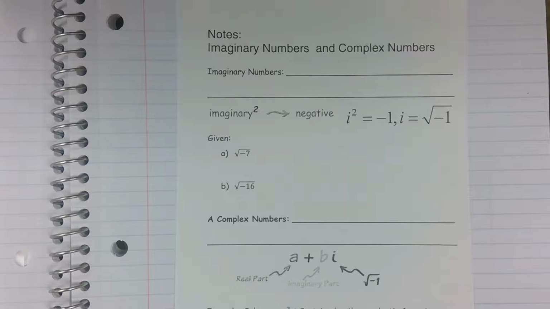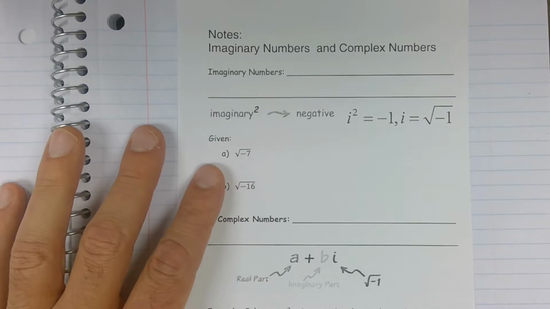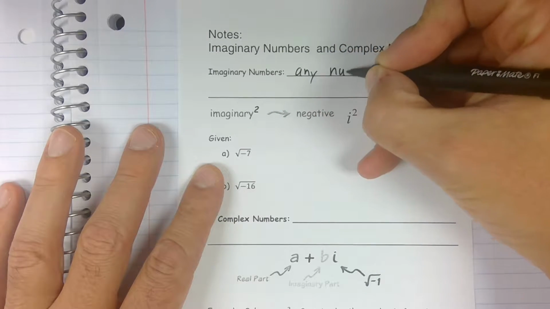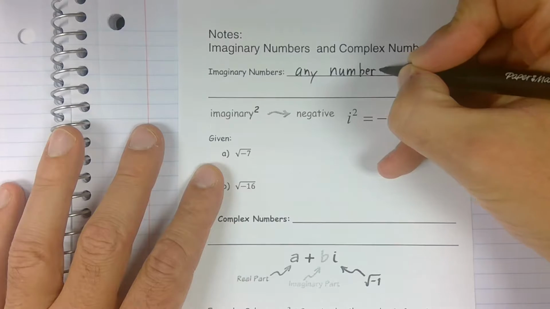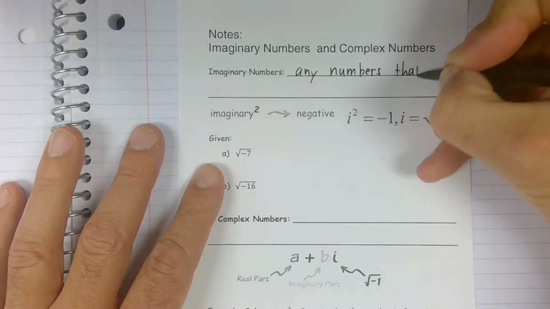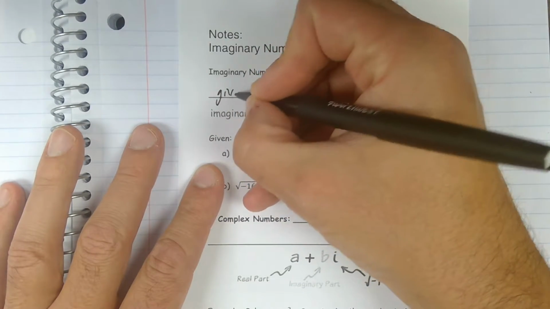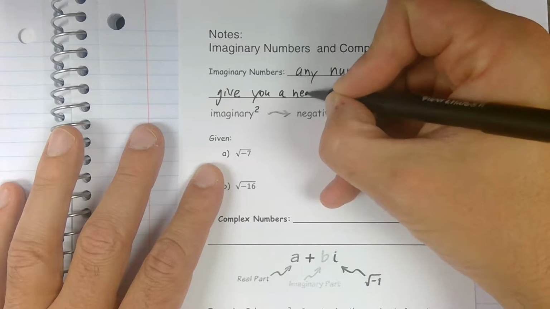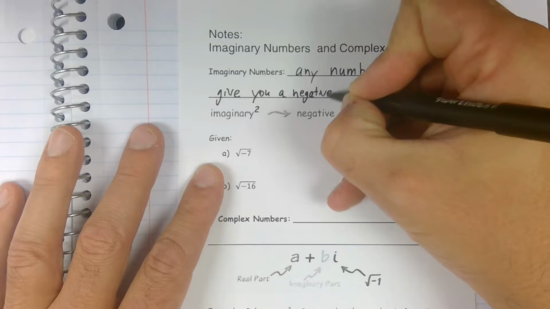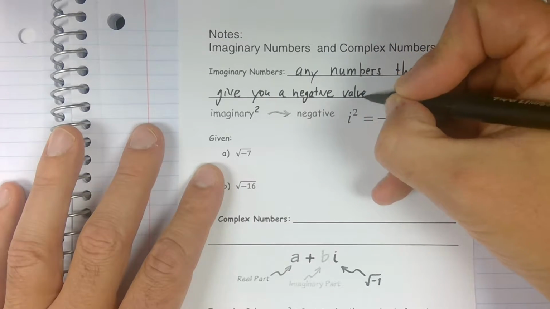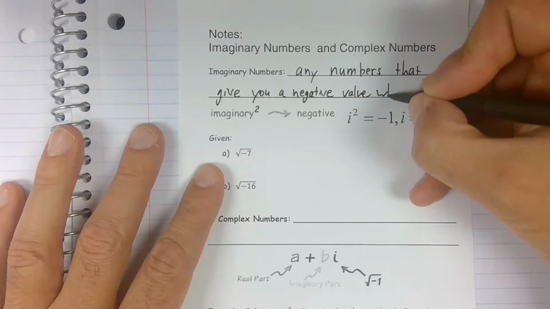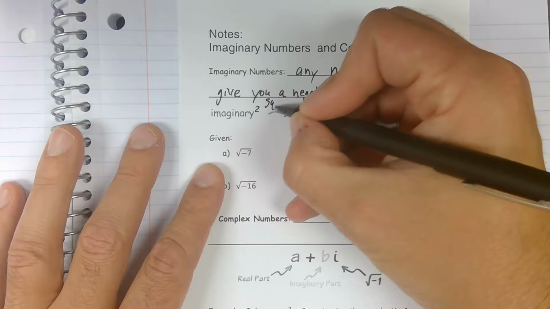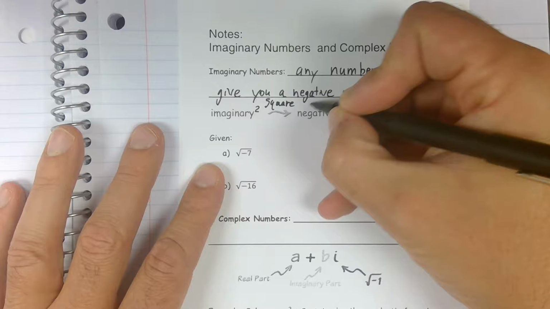Okay, so we're going to talk about imaginary numbers and complex numbers. So imaginary numbers are any numbers that give you a negative value when you square them.